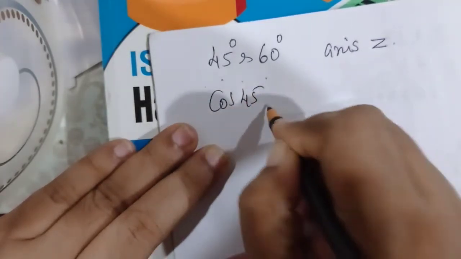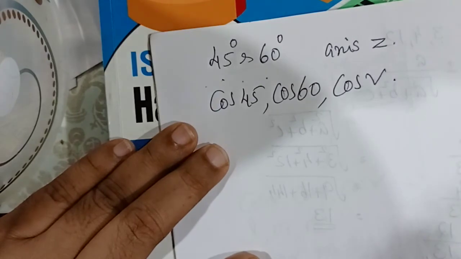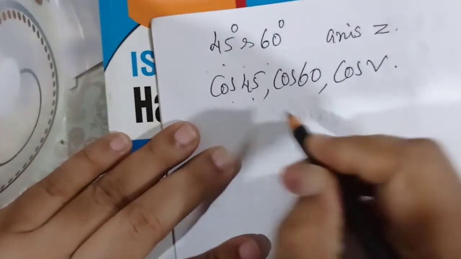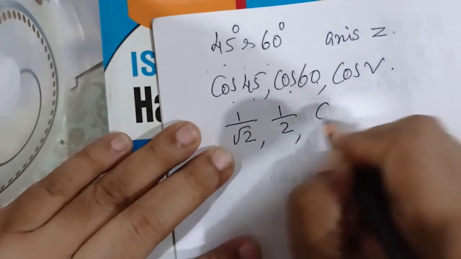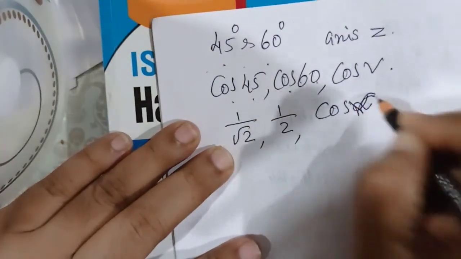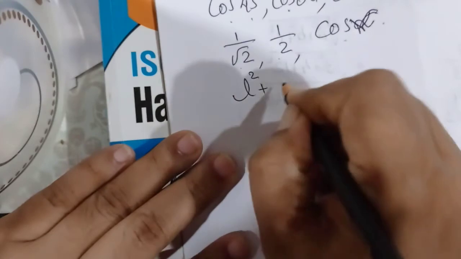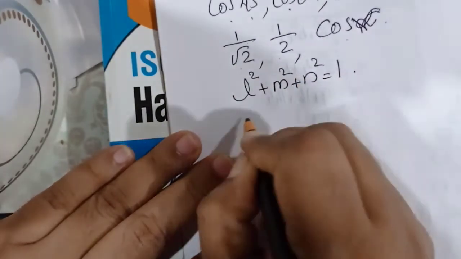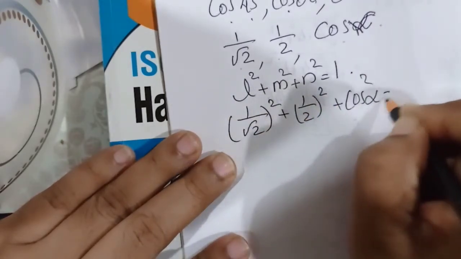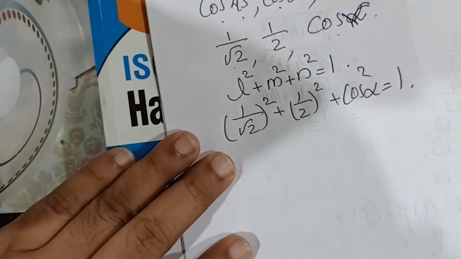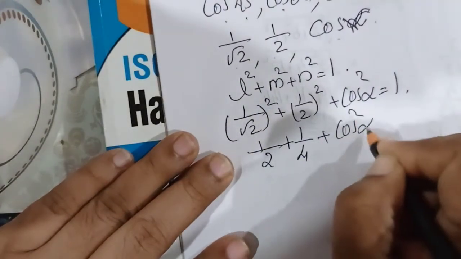Cos 45, cos 60 and cos gamma are the direction cosines. What is cos 45? 1 by root 2. Cos 60, 1 by 2, and cos gamma is not given. But we know that these are L, M and N. We apply the condition L square plus M square plus N square equal to 1. 1 by root 2 the whole square plus 1 by 2 the whole square plus cos square gamma equal to 1. Then 1 by 2 plus 1 by 4 plus cos square gamma is equal to 1.